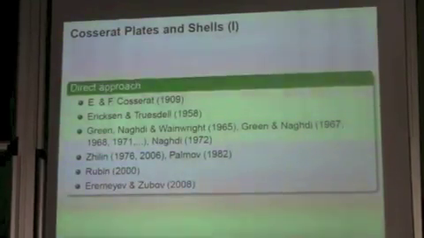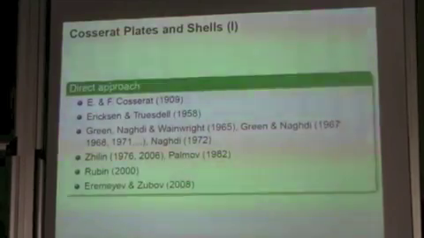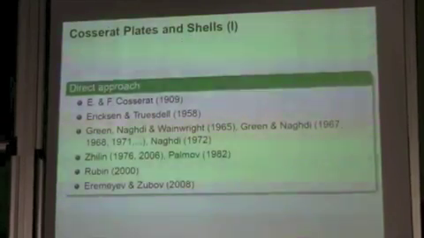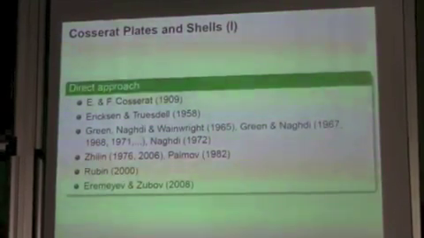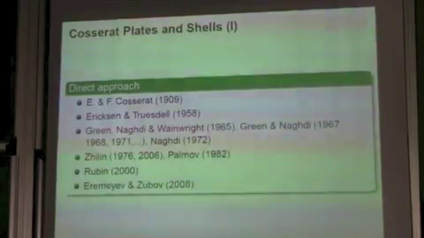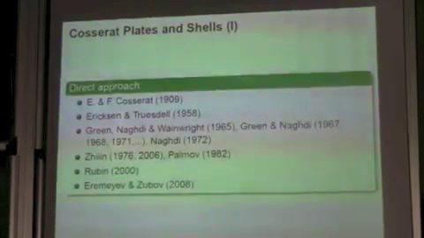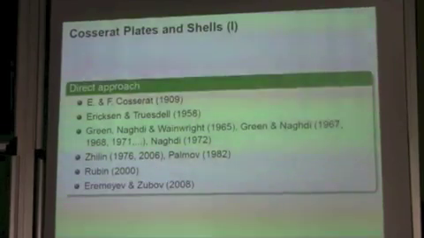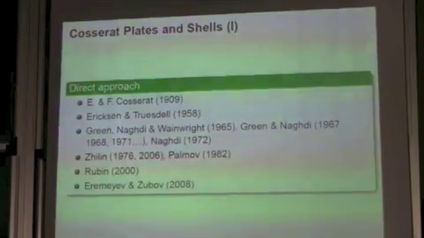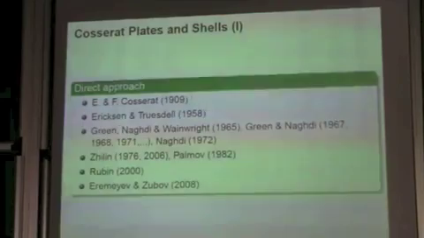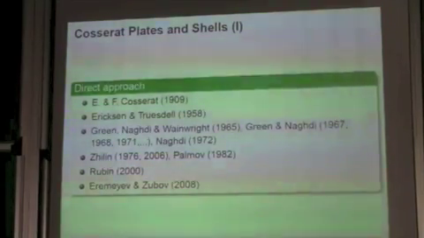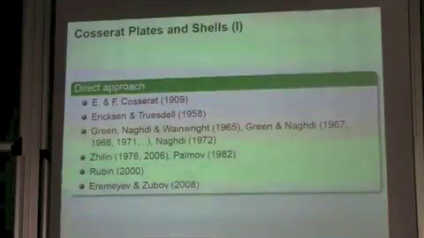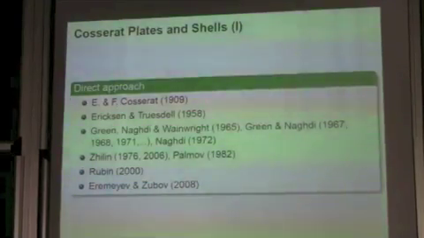There are different approaches in this field. One is the so-called direct approach, discussed first time in a closed manner in a monograph which was published more than 100 years ago by the brothers Cosserat. And you see the Renaissance starts only after 50 years in the first paper of Ericksen and Truesdell in this field. And there are a lot of other contributions, not only in the Western world, but also in the Eastern world. In my university, there were Zhilin and Palmov.